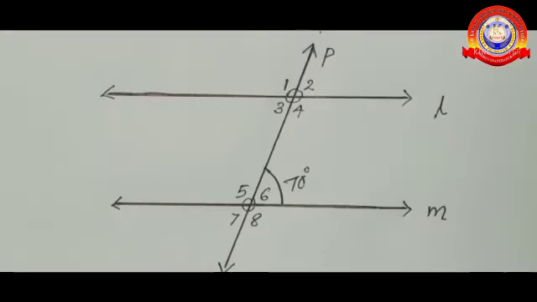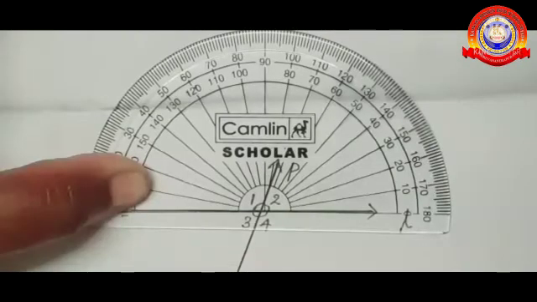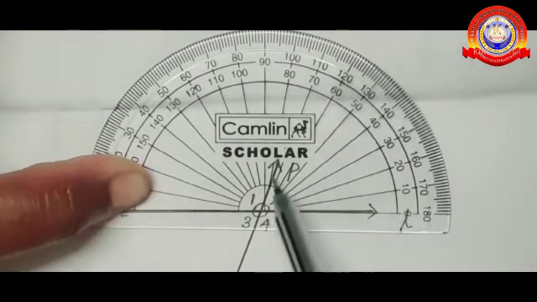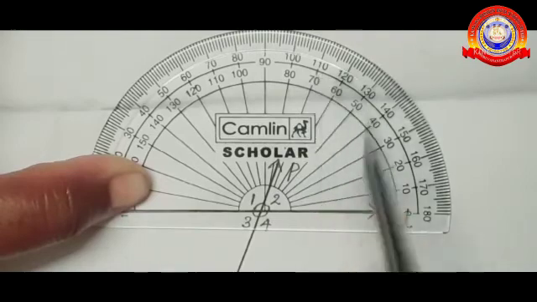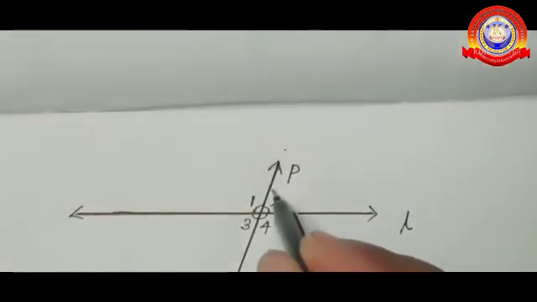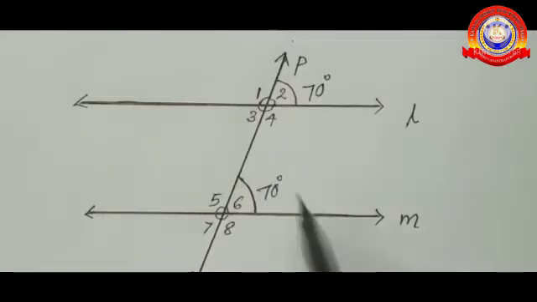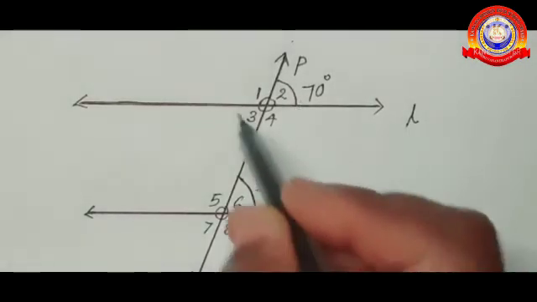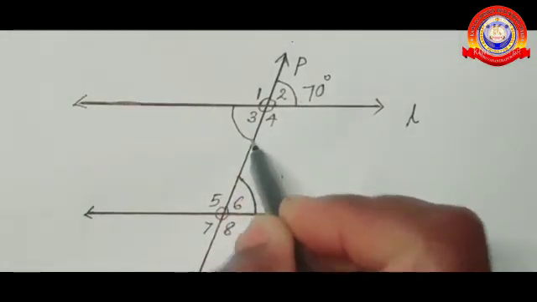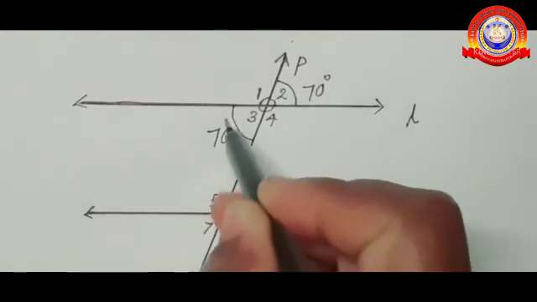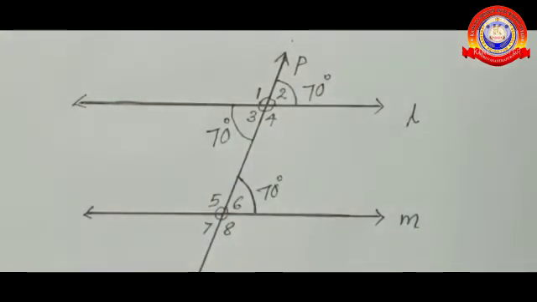Okay. Next, we have to find the measure of angle 2. Place the protractor here and measure the angle 2. The measure of angle 2 is 70 degrees. Okay. In the figure, angle 2 and angle 3 are vertically opposite. So, angle 3 is equal to 70 degrees. Vertically opposite angles are equal.